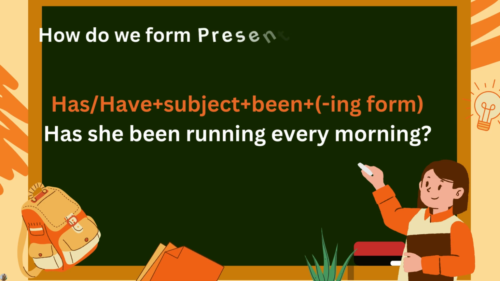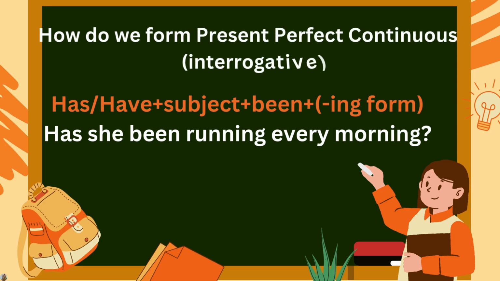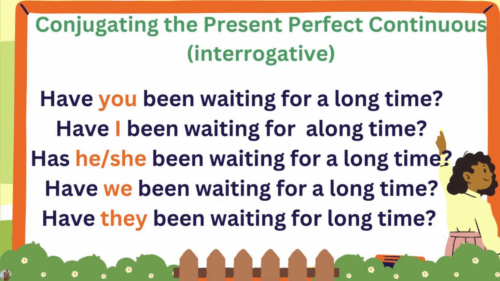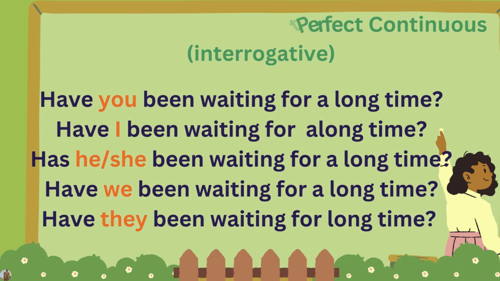How do we form present perfect continuous interrogative? Has or have plus subject plus been plus ing form. An example is has she been running every morning? Conjugating the present perfect continuous interrogative. Some examples are have you been waiting for a long time? Have I been waiting for a long time? Has he or she been waiting for a long time? Have we been waiting for a long time? Have they been waiting for a long time?